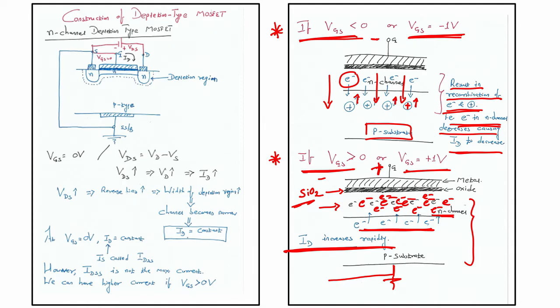Very easy, right? We just have to understand: apply positive, electrons will be attracted; apply negative, electrons will be pushed down. If electrons are pushed down, the channel will be narrowed and my ID will decrease. If my electrons are pushed up, I can see my ID increasing. Depletion type MOSFET, very easy, right?